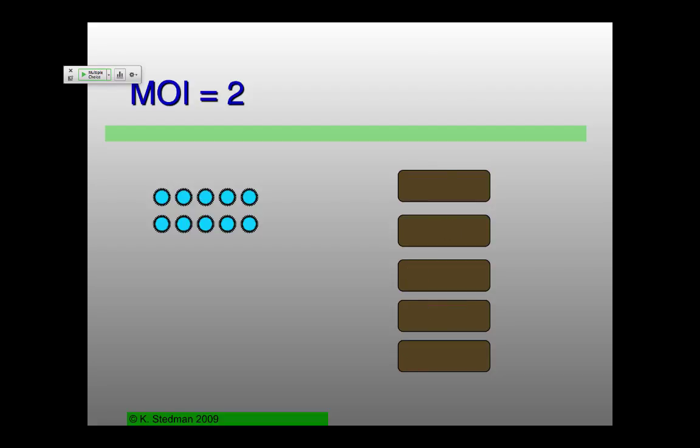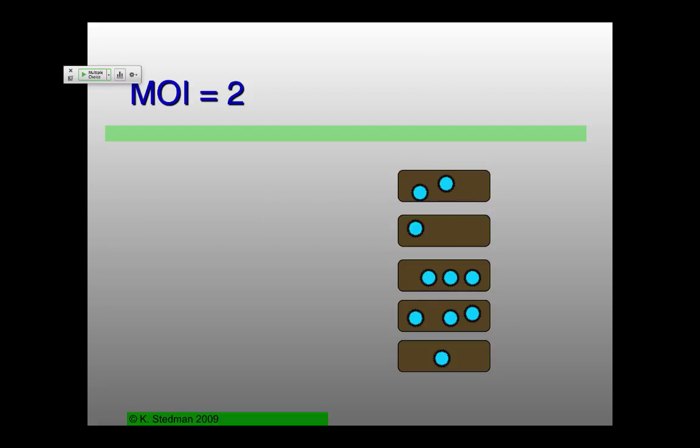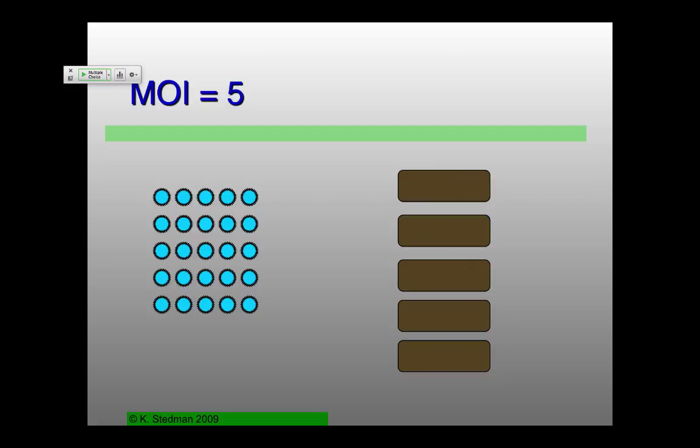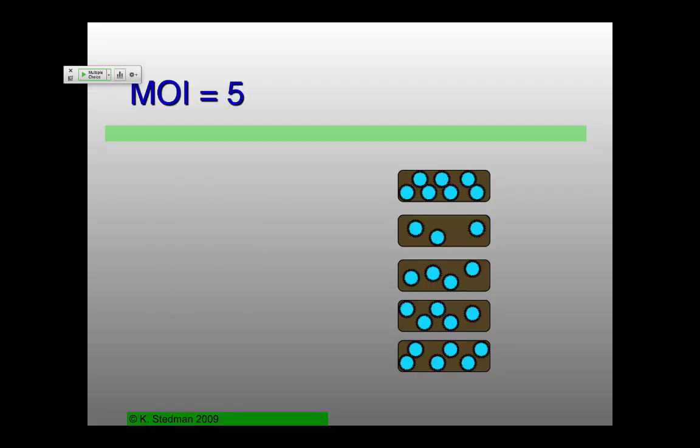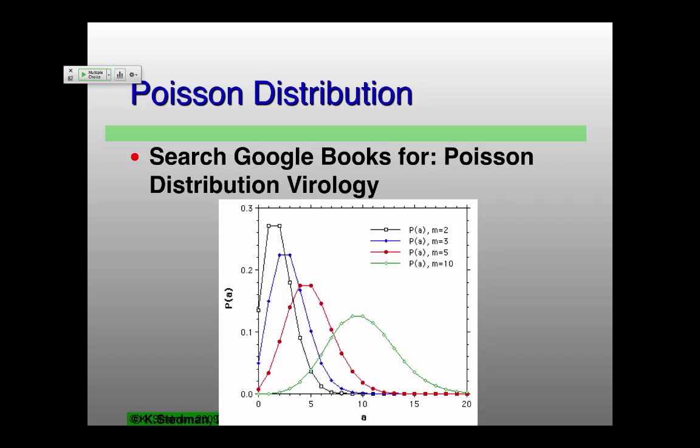MOI of 2, this actually works out okay. Again, pretty random distribution. Some have 1, some have 2, some have 3, etc. But if you do an MOI of 5, you're pretty likely to have each of them have a particular infection which has happened. Okay. Make sense? Yes? We're happy with Poisson distributions.